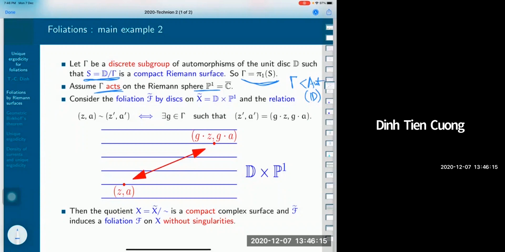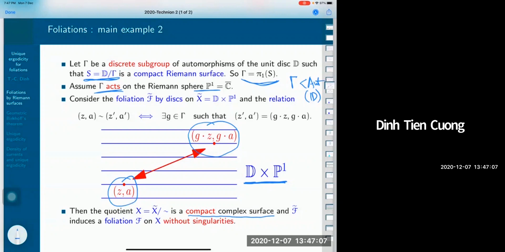Or you can consider another action also. You can take this as an example, but you can take another action. Now you have the action of gamma on D and the action of gamma on P1. You consider the diagonal action on the product. The product of D and P1 is a complex surface. Then you identify the orbits of the diagonal action, so (z, a) is identified with (gz, ga). You quotient the space by this action, and then you have a compact complex surface.